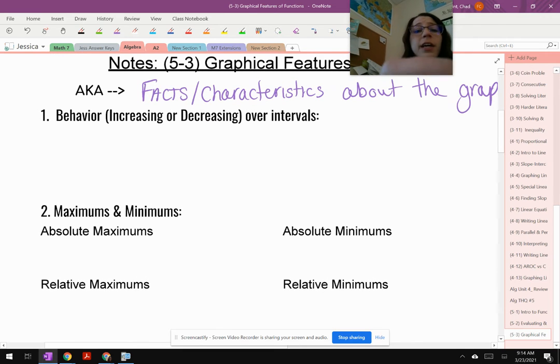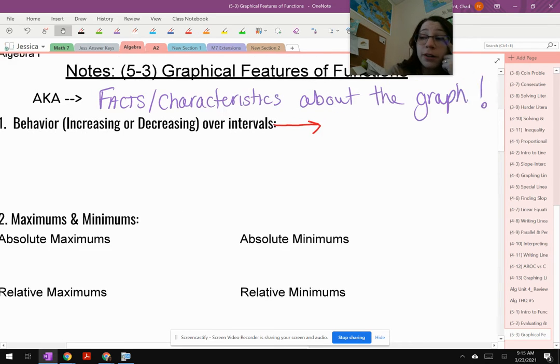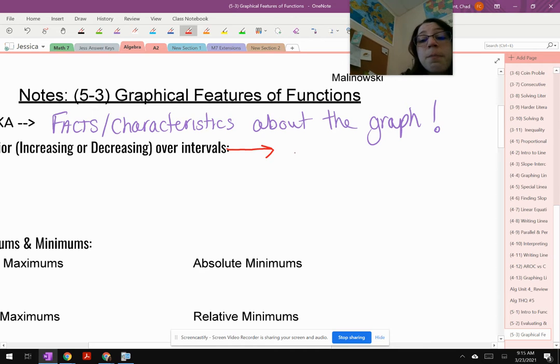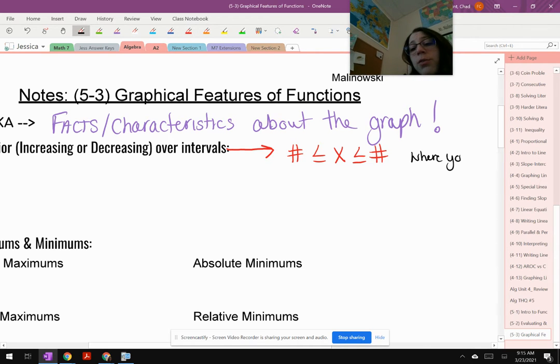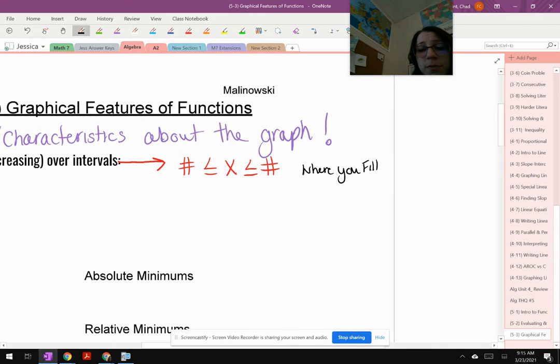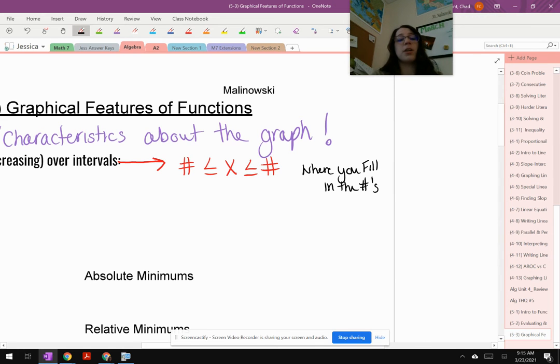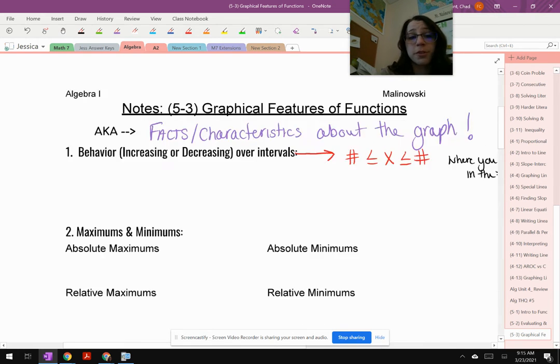The first major one that they talk about is the behavior of the graph. Is it increasing or decreasing over specific intervals? When we talk about intervals, they are going to be written like some number is less than or equal to x, less than or equal to another number. That's an example of an interval where you will fill in the numbers. But the x always stays in the middle. You will always use x when you're talking about those intervals.